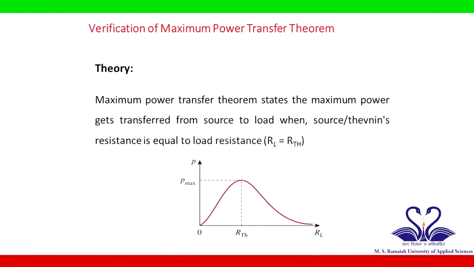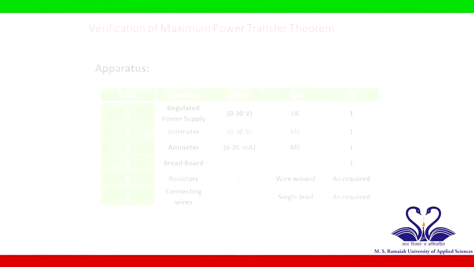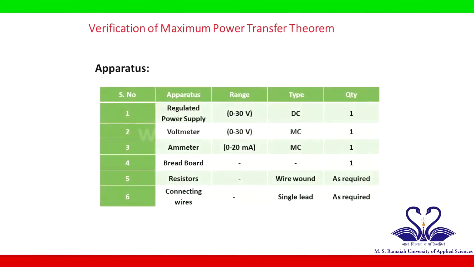Statement of maximum power transfer theorem. Maximum power transfer theorem states that the maximum power gets transferred from source to load when source Thevenin's resistance is equal to load resistance, that is RL is equal to RTH. To verify this experiment, we need breadboard, digital multimeter, resistors, DC power supply and connecting wires.